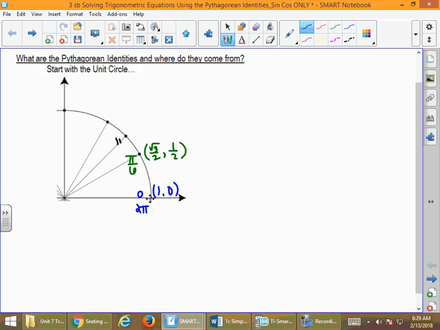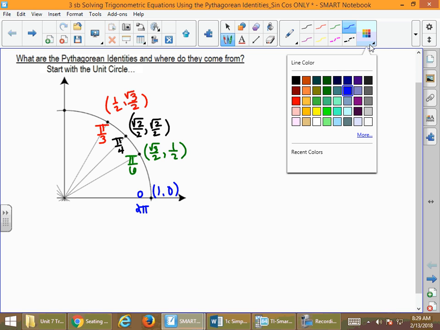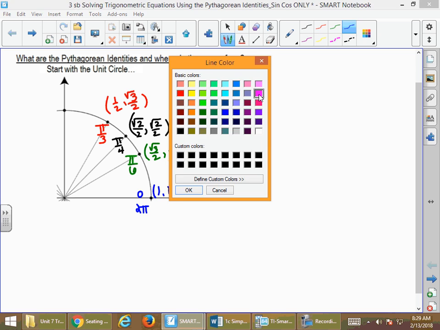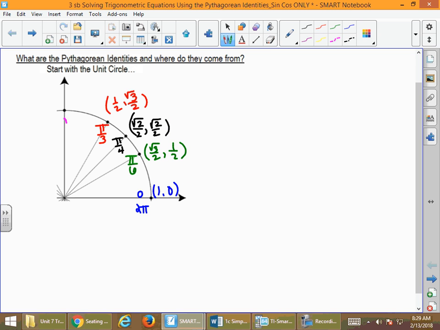We've got the pi over 4, which has the ordered pair of square root of 2 over 2, square root of 2 over 2. We've got pi over 3, which has the values of 1/2 and the square root of 3 over 2. And then we have our other quadrantal here. It's at pi over 2, and we went over 0 and up 1.